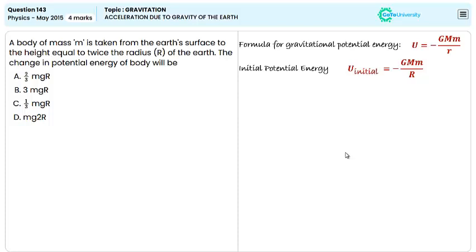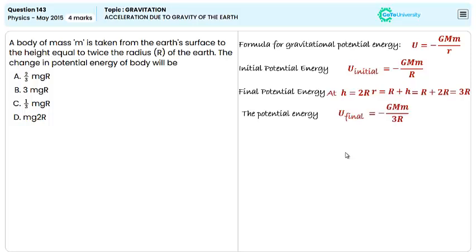At height h is equal to 2R, the distance from the Earth's center is r is equal to R plus h, and h is equal to 2R. Therefore, we get r is equal to R plus 2R, which is nothing but 3R. The potential energy at this point is U final is equal to minus GMm by 3R.